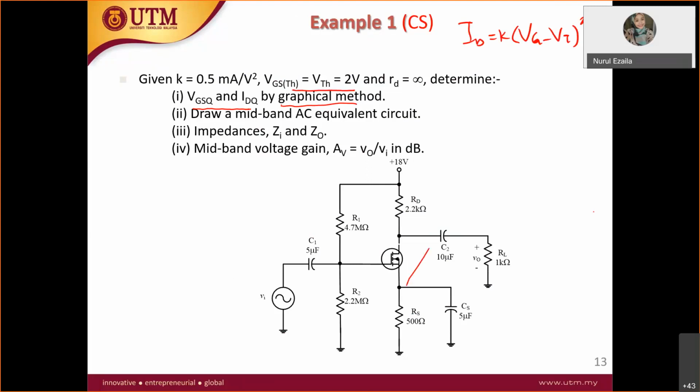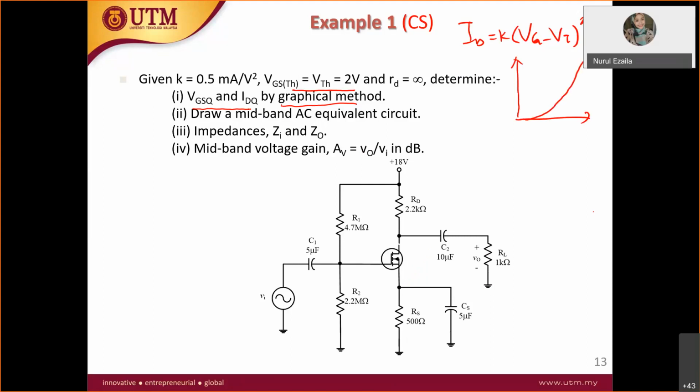I don't want you to waste time, so let's say you have done this. I will just give you the VGSQ and IDQ. If you have time, later you can do it yourself to find the VGSQ and IDQ. How to find the VGSQ and IDQ by graphical method? You can refer to the previous slide, where you have to plot the IV characteristic, if you still remember.